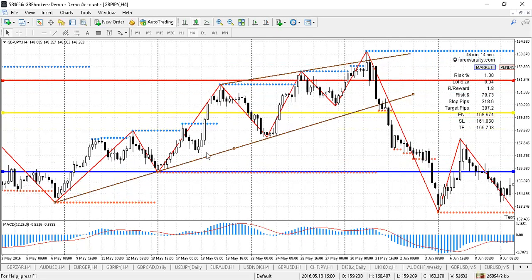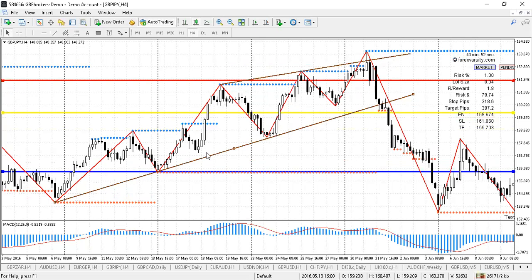So the rules with a downward wedge are really just exactly the same. Basically, it's when your trend line and your channel line start to compress at the end of a run, and then you just wait for a break of that channel, and then you can trade it in the opposite direction.